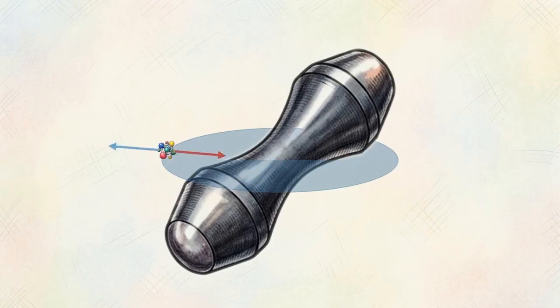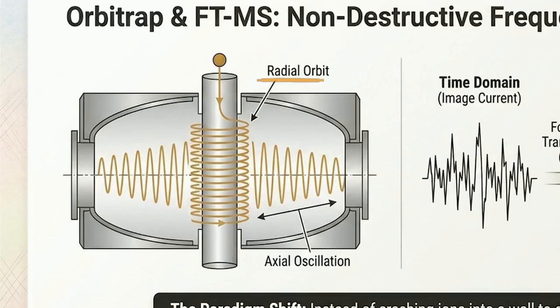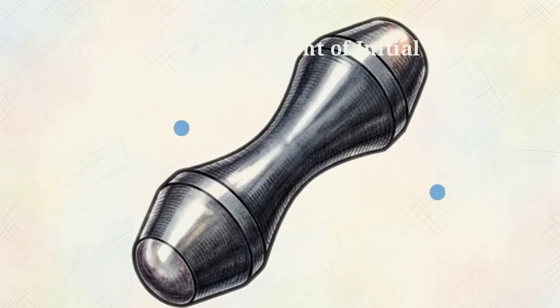This diagram highlights the crucial physical metric. As the ion orbits, the specific shape of the electric field forces it to slide left and right along the spindle in an axial harmonic oscillation. The frequency of this axial oscillation is entirely independent of the ion's initial kinetic energy. The speed of that oscillation is dictated purely by the ion's mass-to-charge ratio.